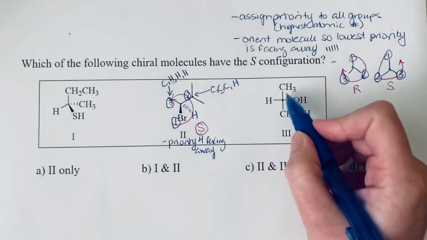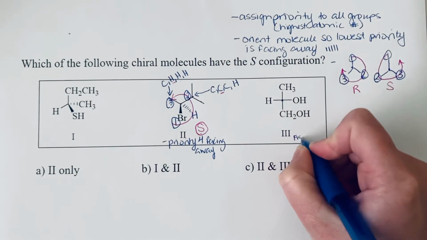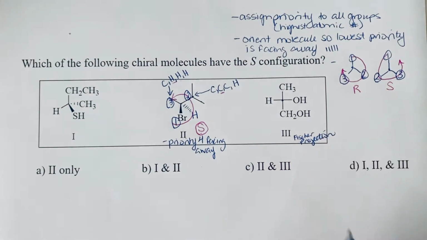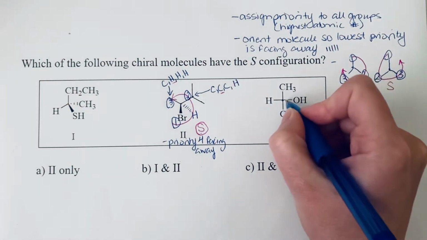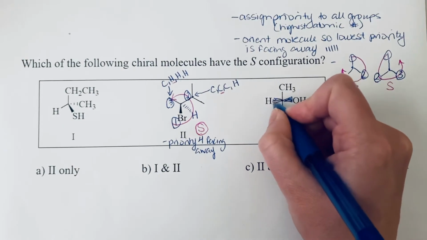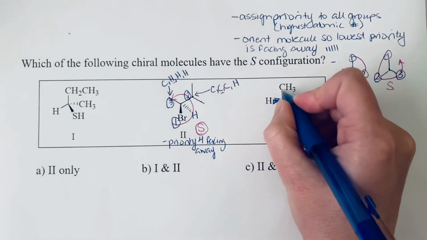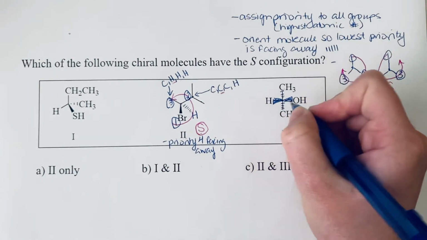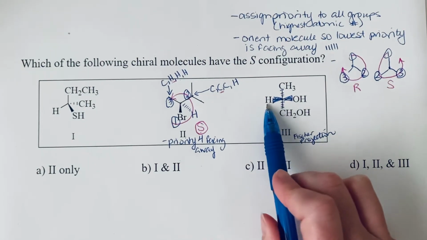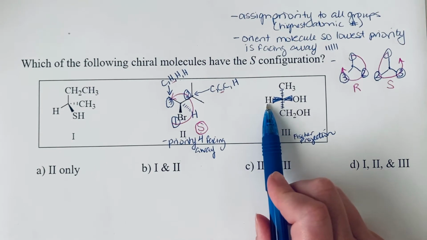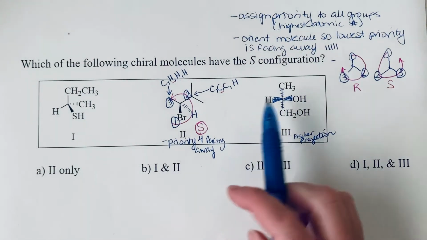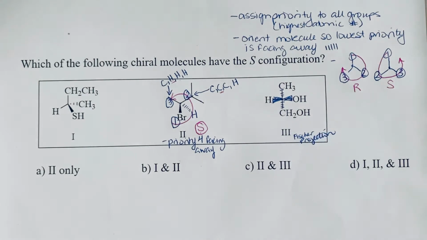And in a Fisher projection, so this is a Fisher projection. So in this sort of projection, the horizontal bonds are understood to be sticking out of the plane. And the vertical bonds are understood to be going back. And so what this means is that your lowest priority group is exactly opposite of where you want it to be. So it means when you draw your arc, whatever direction it looks like it's going, if you were able to kind of mentally get behind it, you would actually see it going the opposite way.